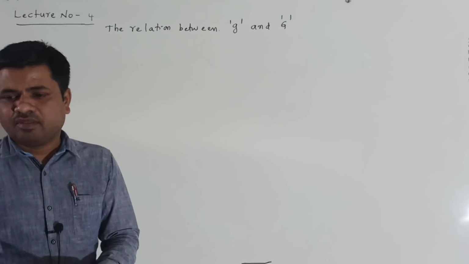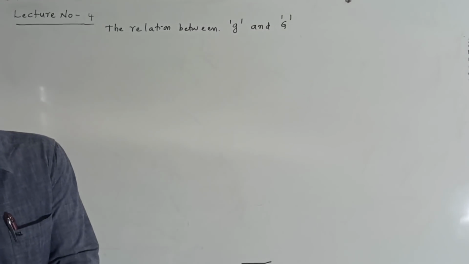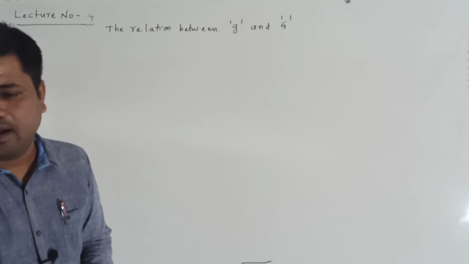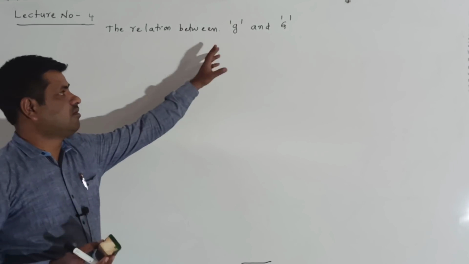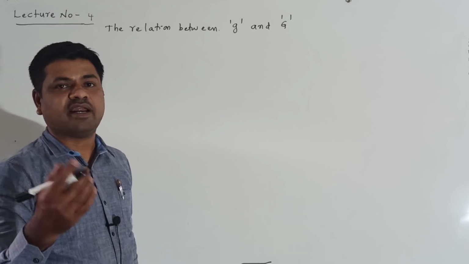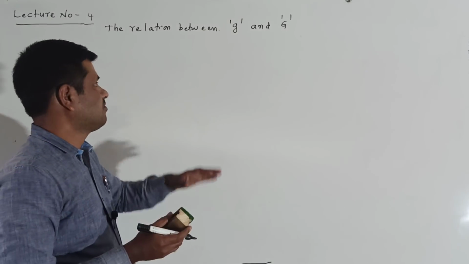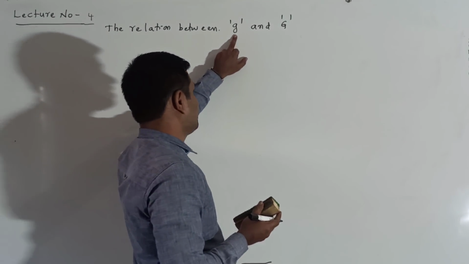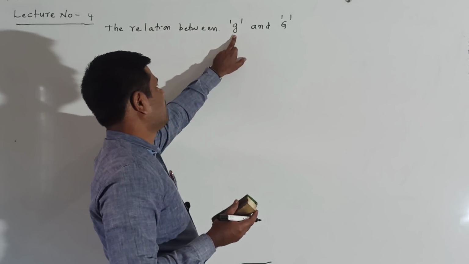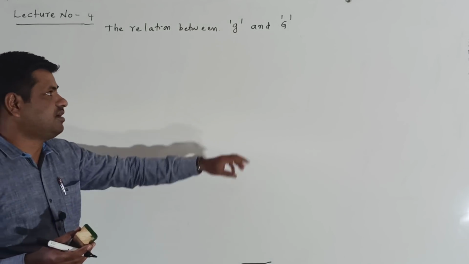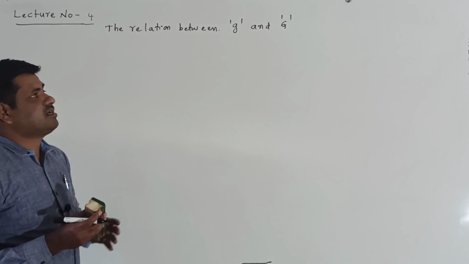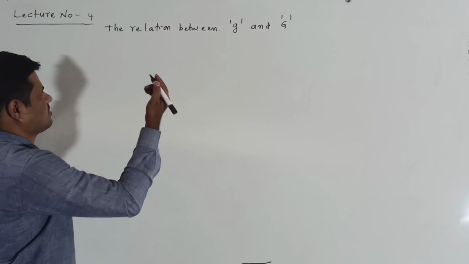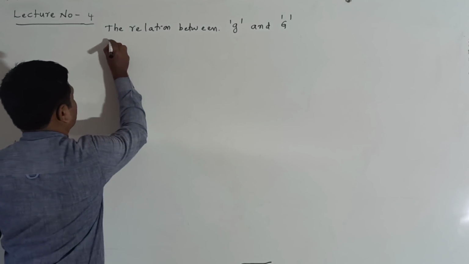Now we can write this in words also. This is the relation between small g and capital G. Small g is called acceleration due to gravity, and capital G is called the gravitational constant. That is, the relation between acceleration due to gravity and the gravitational constant. You can write it like this also.